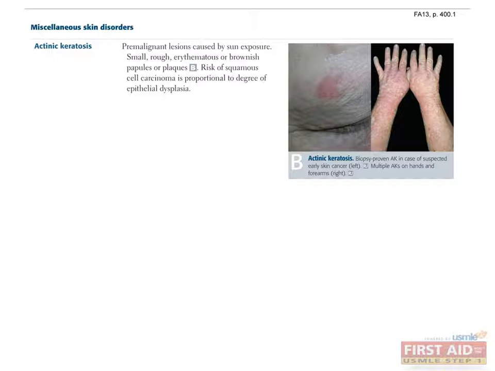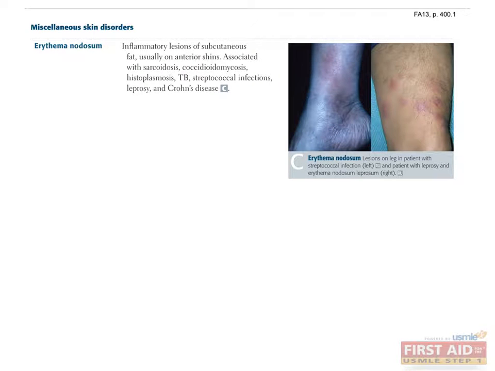The next lesion is actinic keratosis, a small, rough red or brown papule that's considered pre-malignant. As you'll see on the next page, there's a risk of squamous cell carcinoma, thought to be associated with sun exposure. The next finding is erythema nodosum, a skin lesion that causes inflammation of subcutaneous fat, particularly on the front of the shins. There's a huge differential for what diseases have erythema nodosum as part of their presentation, and include fungal infections and TB, as well as leprosy, strep infections, sarcoidosis, and IBD. Think ENLIST as an acronym for the finding and major causes.